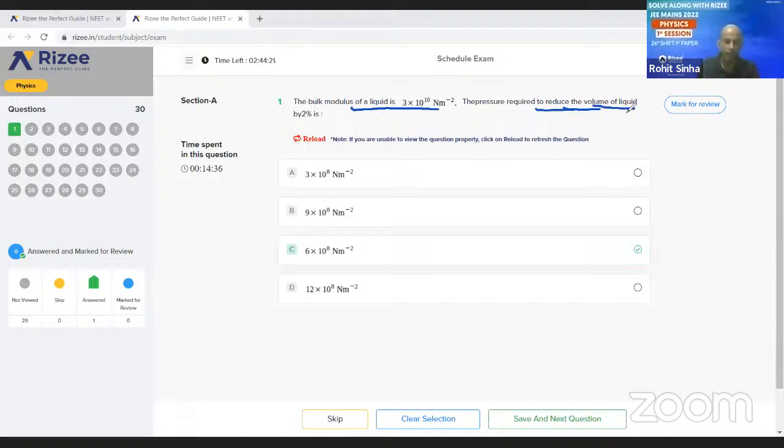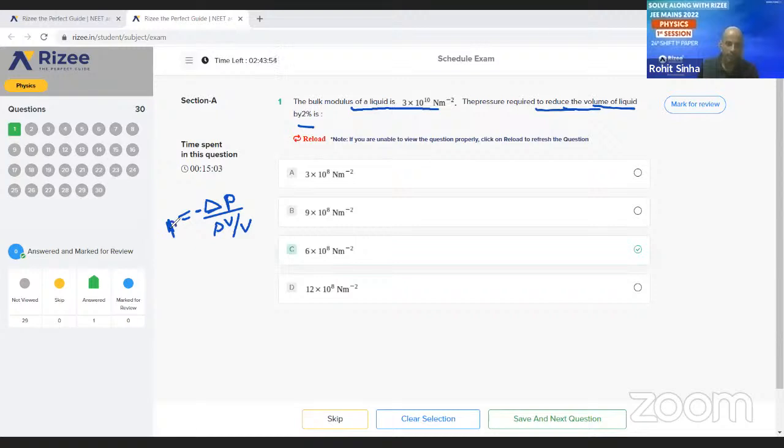Remember, I give you one hint. You know the formula of bulk modulus. What is the formula of bulk modulus? It is equal to what? It is minus delta P by delta V by V. You know this. Okay, now try this.